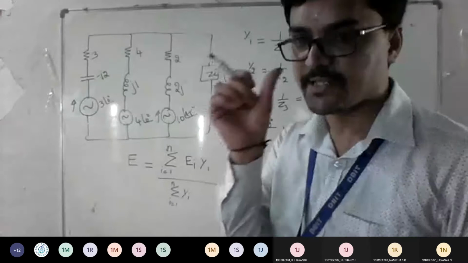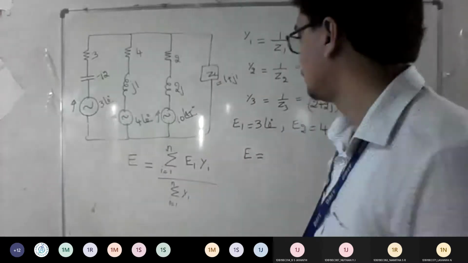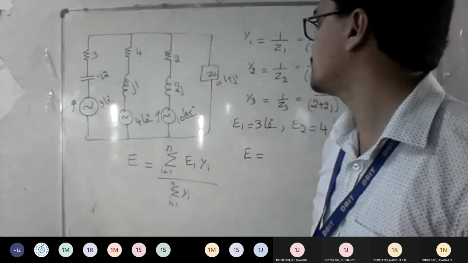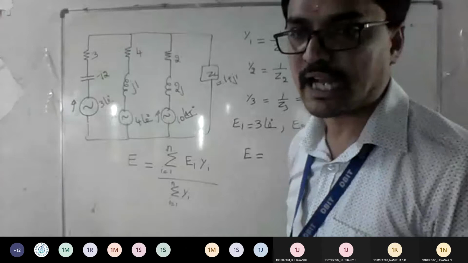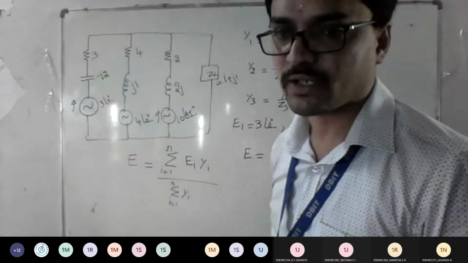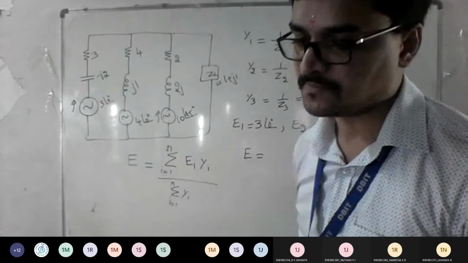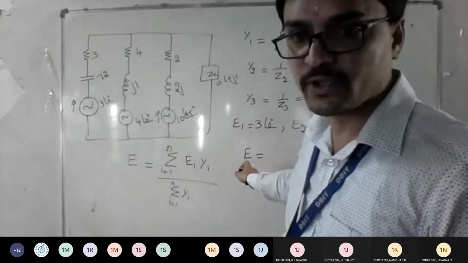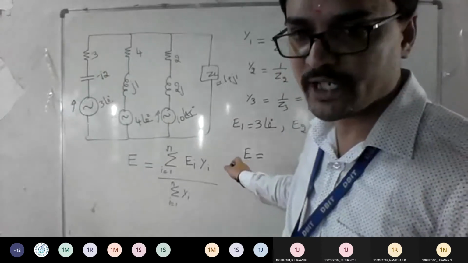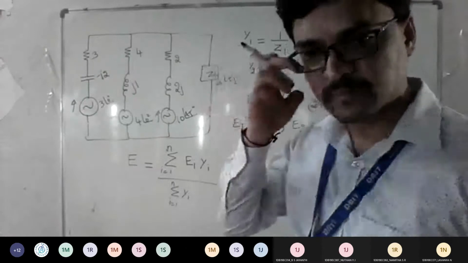Just dump the values and tell me the answers. You can keep the conversions in rectangular form if you want, and use your calculator in complex mode, substitute and tell me what the answer is. Do you want me to substitute, or will you do this? Is it fine till here? You can do the remaining part, right? Substitution.